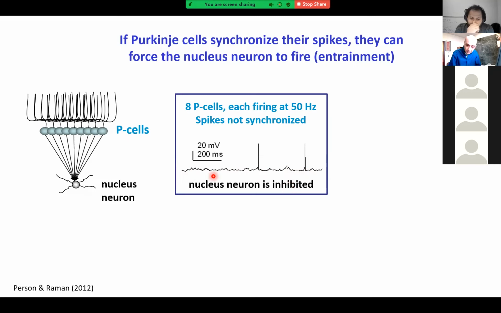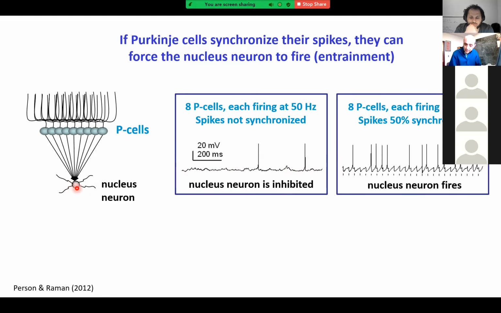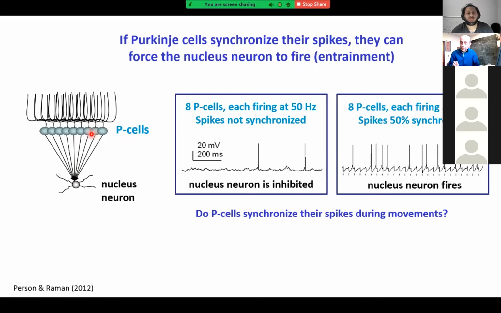So it's not very good. If all you want to do is inhibit, then your firing rate by itself can do that. But if you want the nucleus neuron to fire, then you can make your spikes synchronous. If you have 50% synchrony of your Purkinje cells and all those spikes arrive, right afterwards, the nucleus neuron fires. So if you synchronize the activity of the Purkinje cells, you can make the nucleus neurons fire. So maybe the idea is that you not only want to disinhibit the nucleus neurons, release the inhibition, but whatever few spikes you have left, you want to synchronize among the cells that you have.